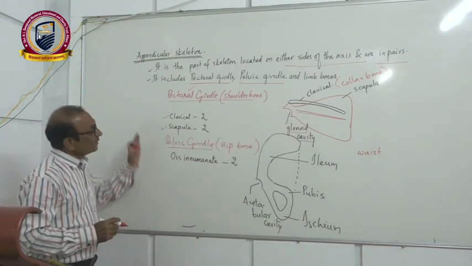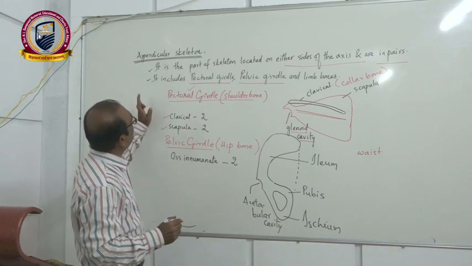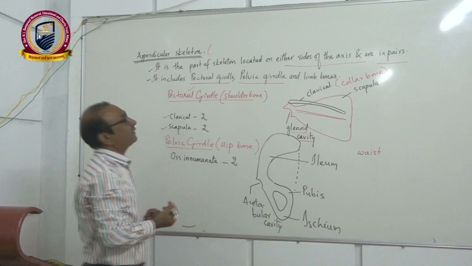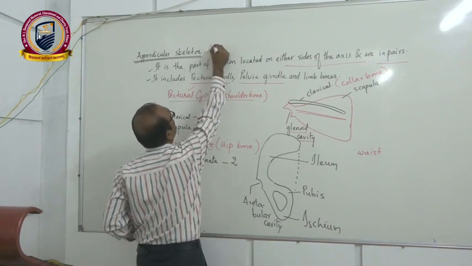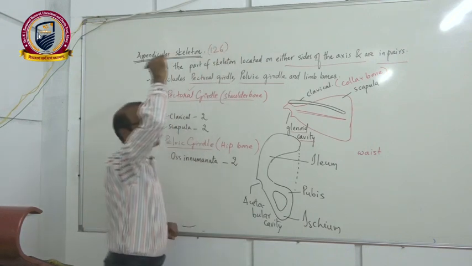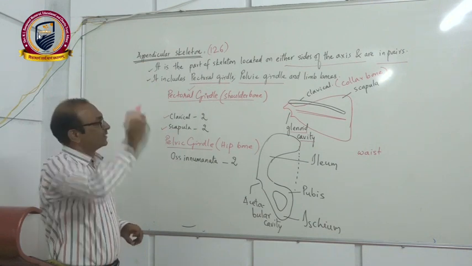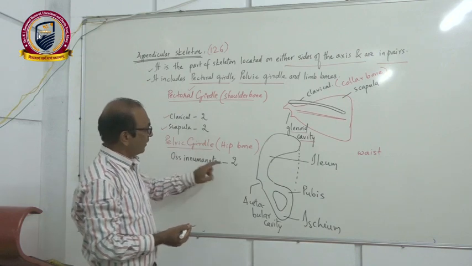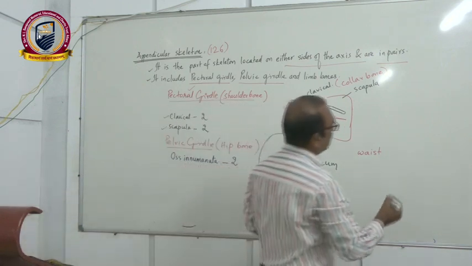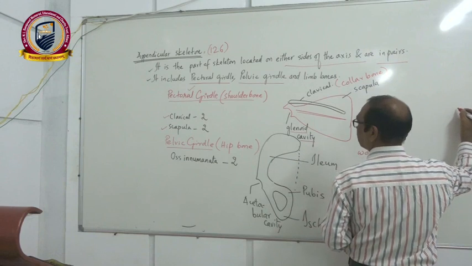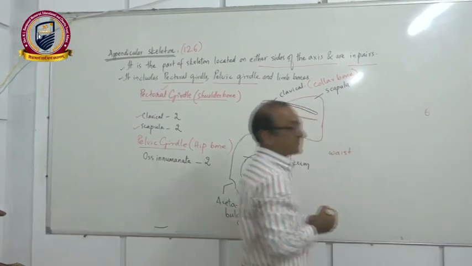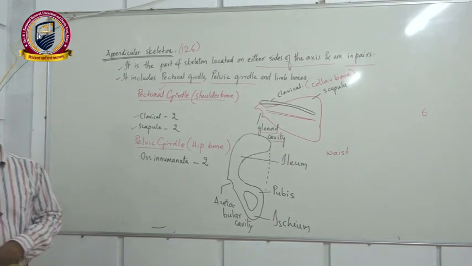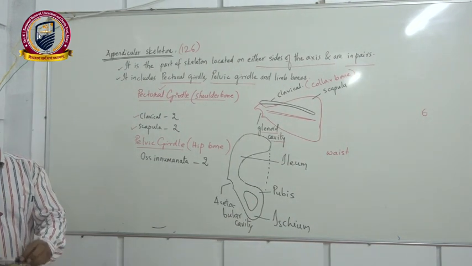Now we have seen here in appendicular skeleton, the total number of bones in the appendicular skeleton are about 126. Okay, 126. Now how many have we seen? Just 1, 2, 3, 4, 5, 6. So we see that through the girdles we got now a total of 6 bones in the appendicular skeleton. Now let us take up the limb bones.